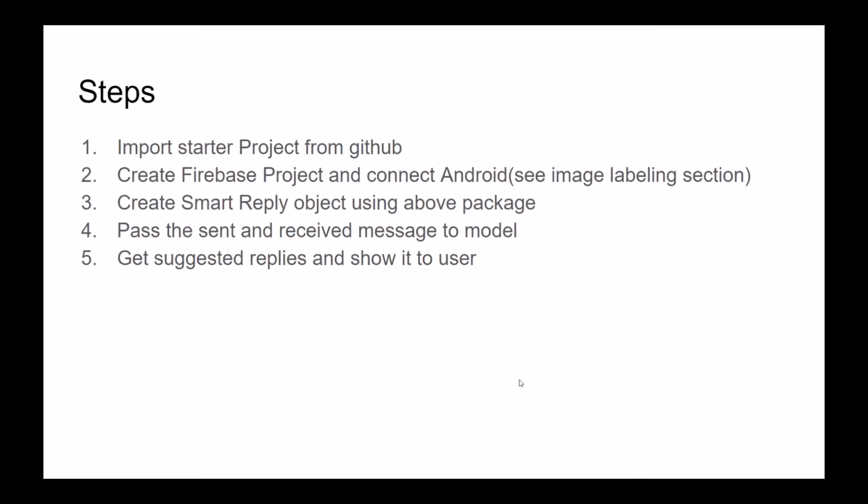In order to build this application, we are going to follow the same 5-step mechanism. Firstly, we will import our starter application code from GitHub. After that, we will create our Firebase project and connect our Android application with it. Then we will create our smart reply object using ML Kit. After that, we will pass the sent and received messages to our model, and our model will suggest the replies and we will show them to the user. As this section involves building a very cool feature inside our application, let's begin.